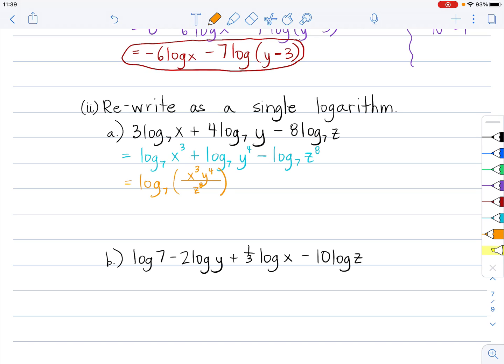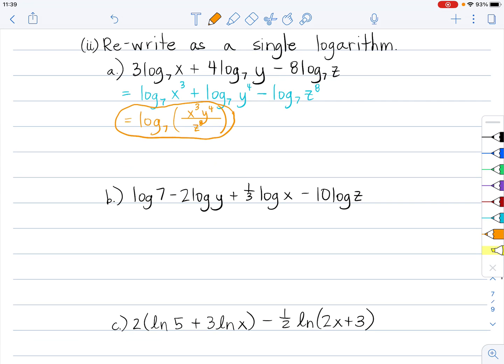Oh, I was going to say one other thing. Everything that gets condensed inside is connected by multiplication, either on top and or bottom. And log base 7 of x cubed y to the 4th all over z to the 8th is our answer.